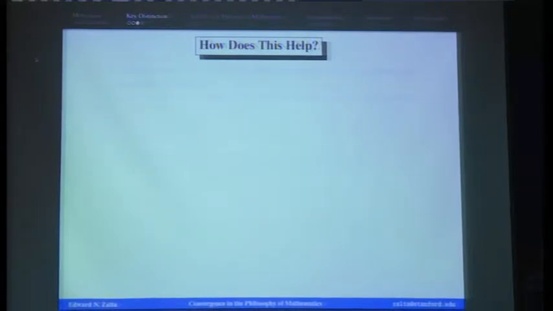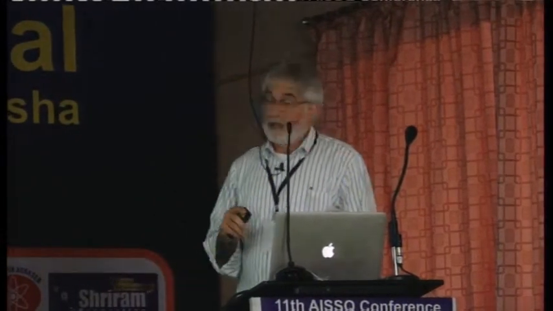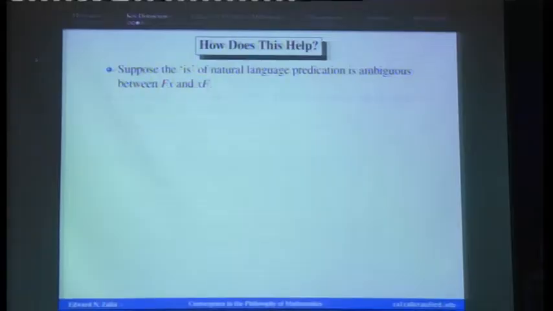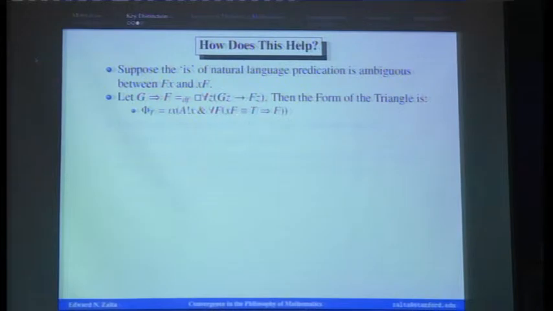So how is this kind of theory going to help us? Well, I'm going to have to move quickly now because I'm running out of time. Suppose the 'is' of natural language predication is ambiguous between 2 kinds of predication. 'x is F' means either x exemplifies F or x encodes F. Well, then if you take G necessarily implies F, this is how you express that in modal logic, then the form of the triangle becomes this. Remember, the form of the triangle is the abstract object that encodes all of those properties F that are necessarily implied by being a triangle.